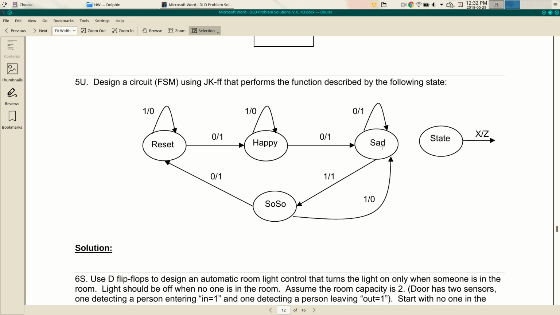So 4 states, 2 flip-flops. Does it tell us what kind to use? JK, okay. How many input bits do we have? Just 1, it's just X, and X is either a 0 or a 1. So we have 1 input. And how many output bits do we need? Just 1, because it looks like every output is either 0 or 1. So 1 output.